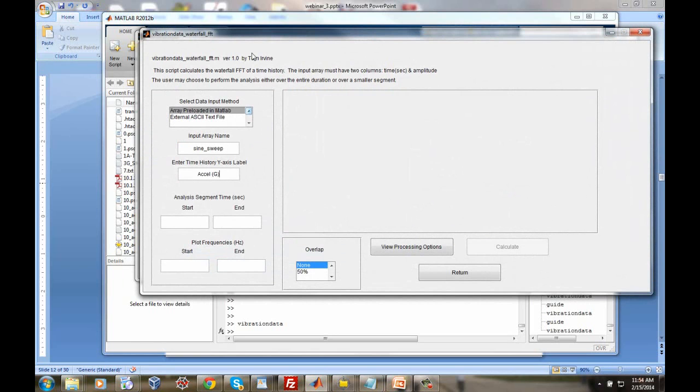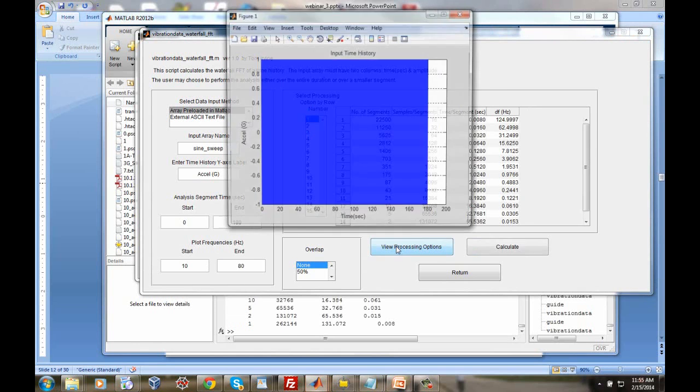And I probably should read the instructions here to you first. This script calculates the Waterfall FFT of a time history. The input array must have 2 columns, time in seconds and amplitude. The user may choose to perform the analysis either over the entire duration or over a smaller segment. Well, we're going to do the whole 180 seconds here. The plotting frequency, we're going to go 10 to 80 hertz with no overlap. We have to view our processing options, and more about those later on.